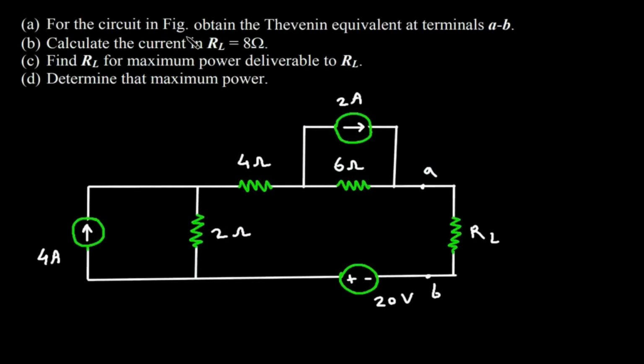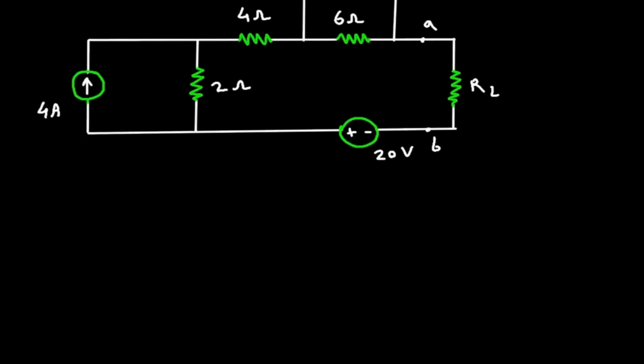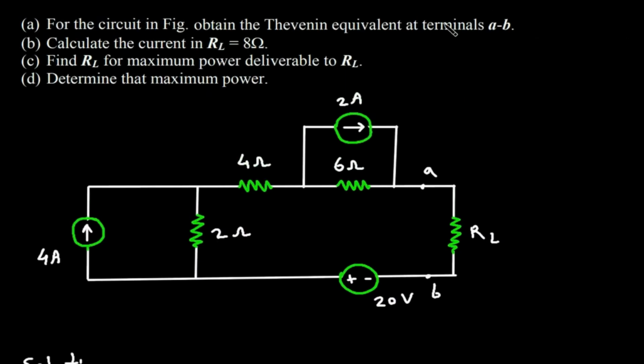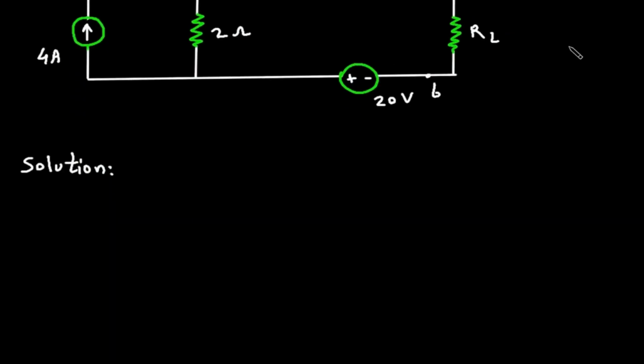For the circuit in figure, obtain the Thevenin equivalent at terminals AB. We have to find the Thevenin equivalent for this circuit. So we have to find RTH and VTH. Solution. This is for A.